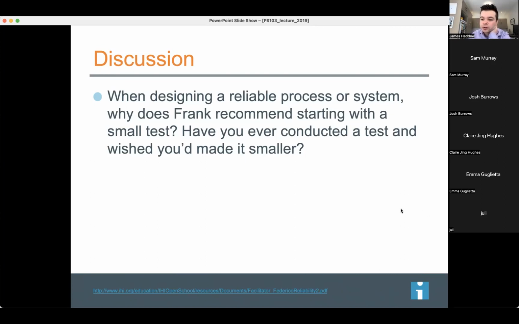Julie says, small test requires less resources, so if it fails or needs modification, it's less of a big deal. Yeah, and people don't care as well. If it's a very small failure, then we don't care. But if it's a big project that's failed, then people will say, well, it just can't be done. And that's not what you want, because then you're just back at square one.